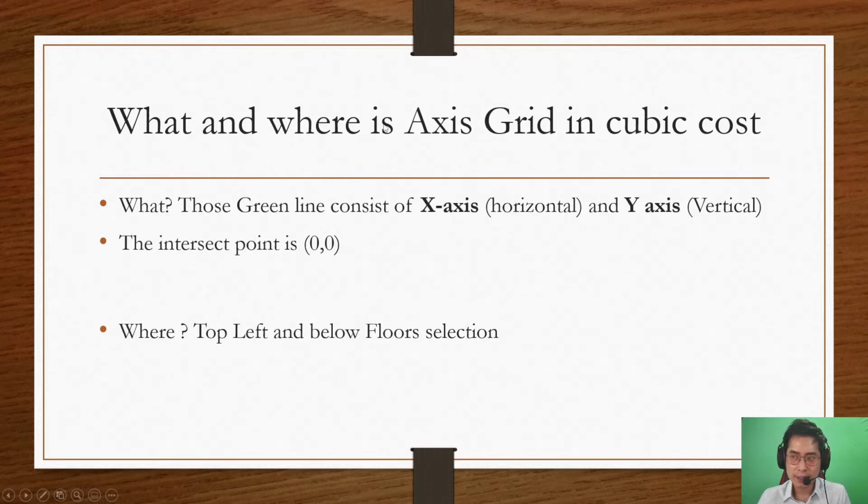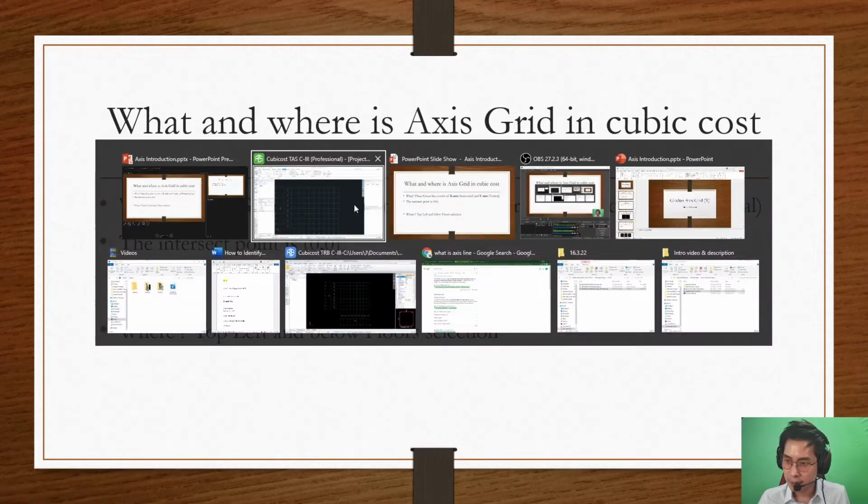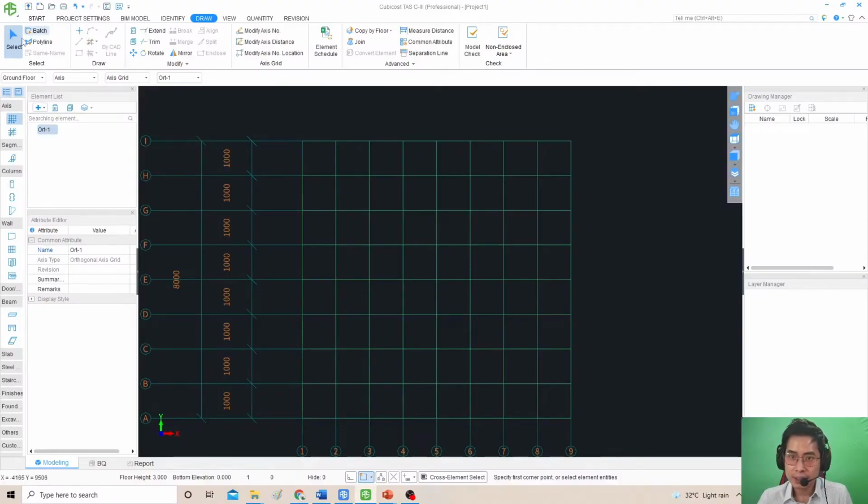And where do you find this axis grid line? It's at the top left and below the floor selection. I'll show you an example here in TS. You see the axis line appears over here. Sometimes it won't appear, so we just have to click on this axis line with the gray highlighted word. When you click on it, the axis will appear. Yeah, these are the axes.